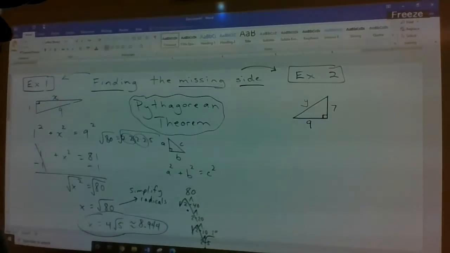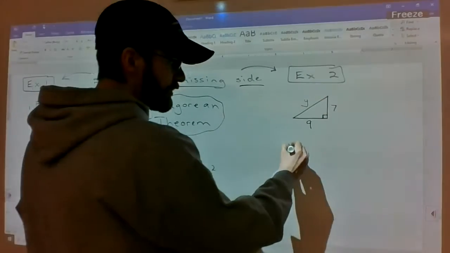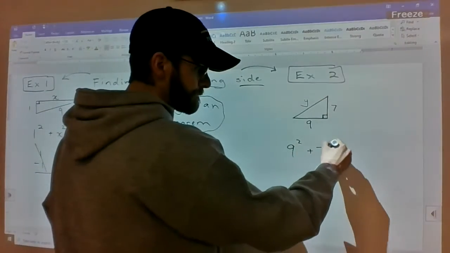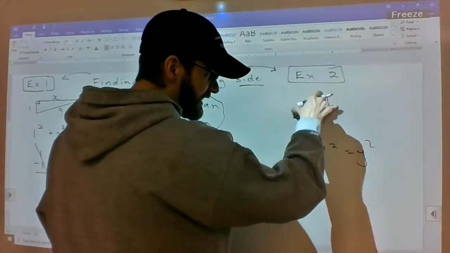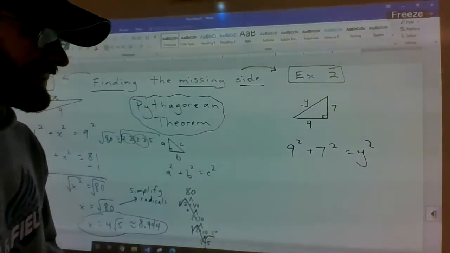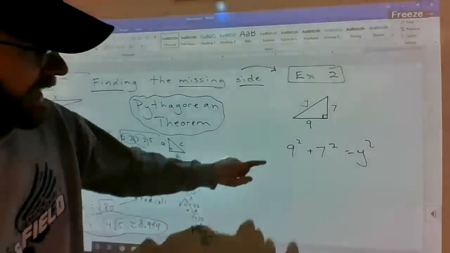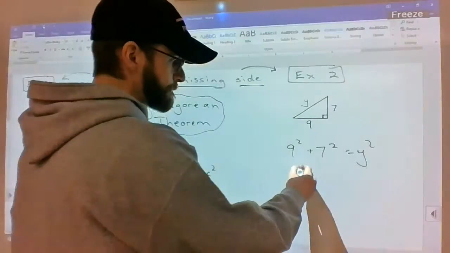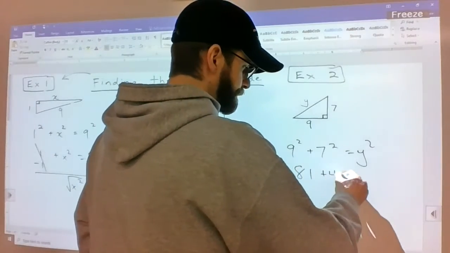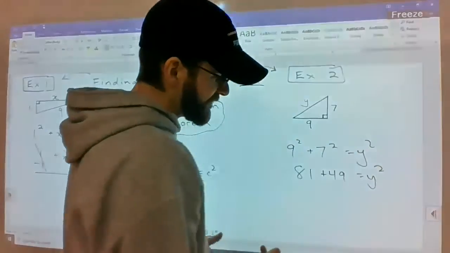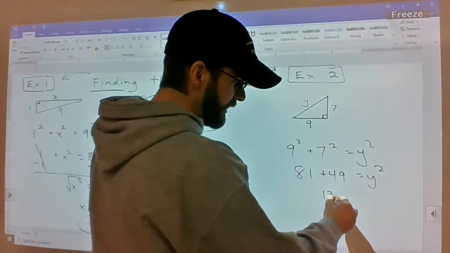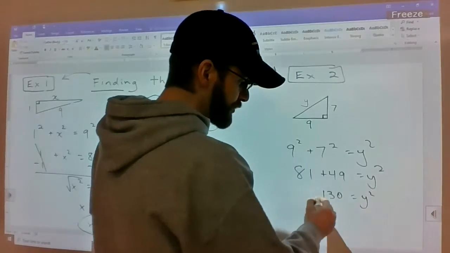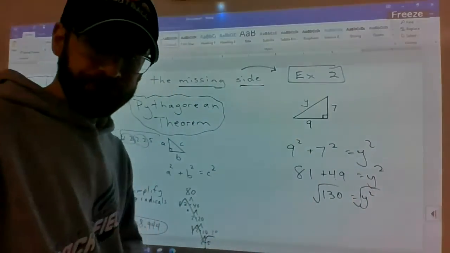Second example, again, apply the Pythagorean theorem. In this case, you have both the legs, a squared plus b squared equals c squared. So then you can actually just add together 81 and 49, which ends up being 120 plus 10, 130. And then you're square rooting both sides there.